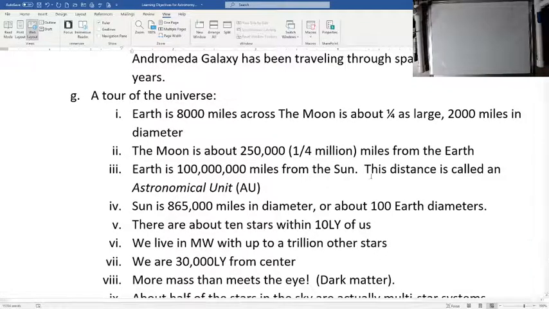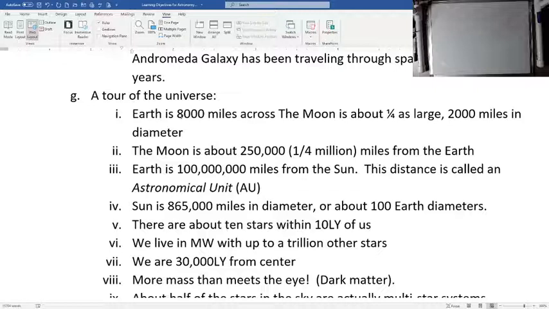Okay, let's do a quick tour of the universe, starting with the Earth. Normally, I would ask you if you knew how big the Earth is. So try to commit some of these numbers to memory. I kind of expect you to know them. The Earth is about 8,000 miles across. You're going to spend your whole life on the Earth, this ball in space. You should know how big it is. It's about 8,000 miles across.